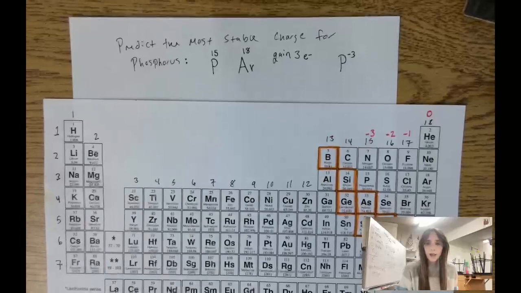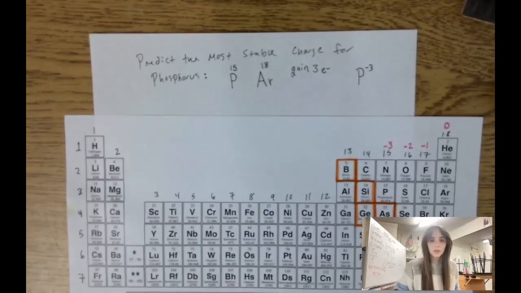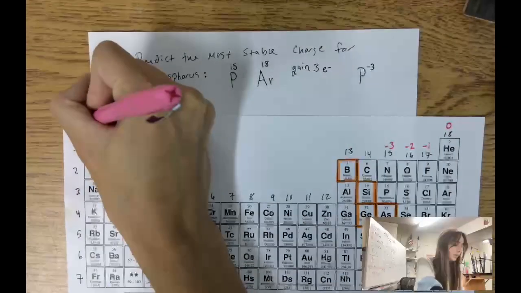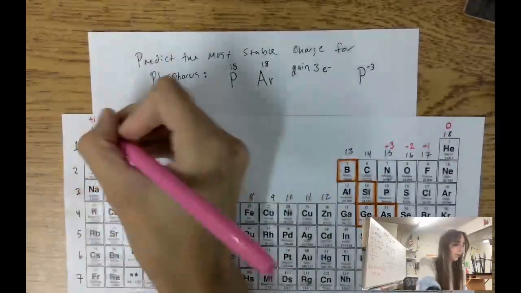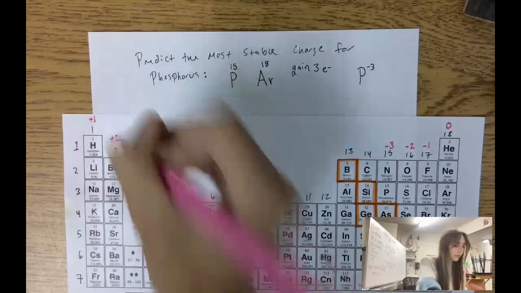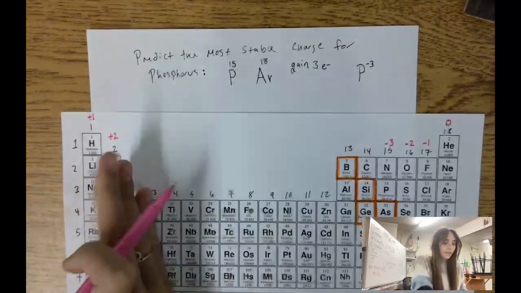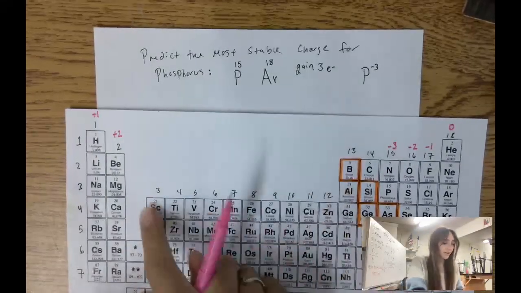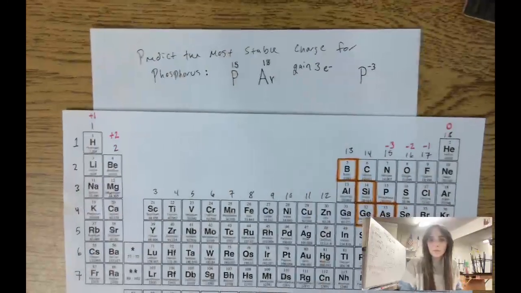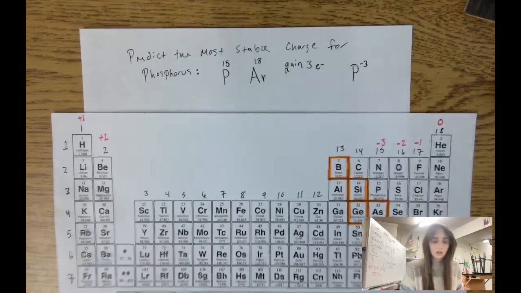So what we're going to do now is start at group 1. And you're going to hear me say this all the time. The trend for group 1 is plus 1. And we're going to count up from there. 1, 2. So group 1's +1, group 2's +2. Now we have something called the transition metals. So from scandium to zinc, we're just going to skip it. From 3 to 12, we're going to skip those columns. Transition metals are special. They have multiple charges. They don't follow a specific trend.